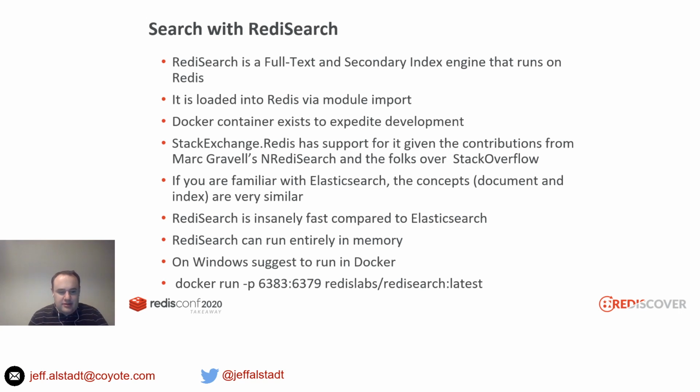To run this in Docker, you can say docker run -p, which is the port. 6383 is the outside Docker port, and 6379 is the Redis port, and then is the internal Docker port. And redislabs/redisearch:latest will pull the latest Redis version and RediSearch that is currently in the Docker ecosystem.